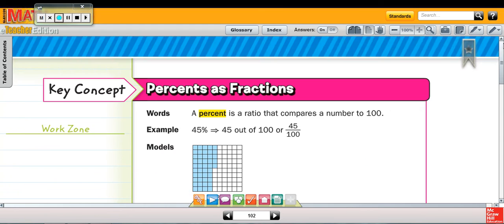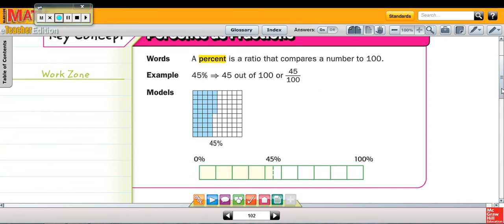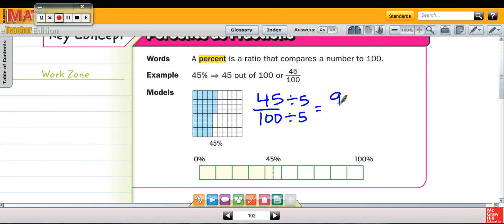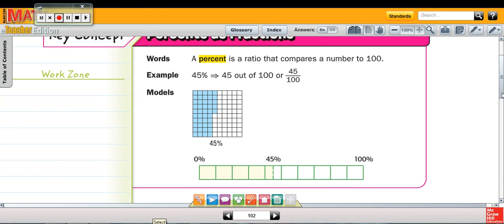On this page, we're going to talk about changing percents to fractions. So percent means out of 100. So here, if we have 45 out of 100, that's 45 hundredths. But we can simplify that by taking out a common factor of 5, which would simplify to 9 twentieths. 9 twentieths is equal to the 45%. These two are equivalent values, but they're just different forms. So we're changing that percentage to an equivalent fraction.